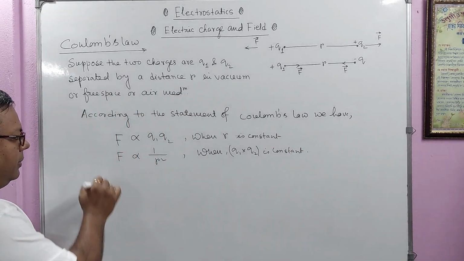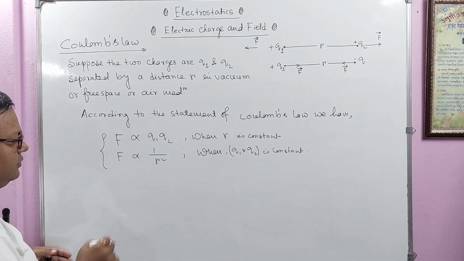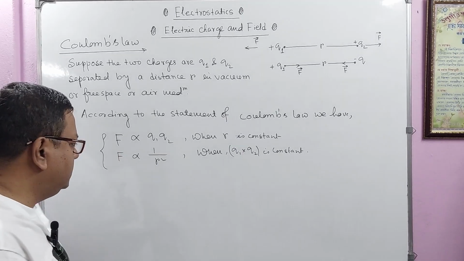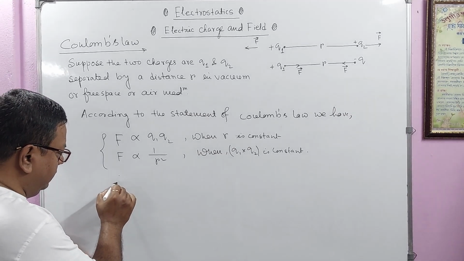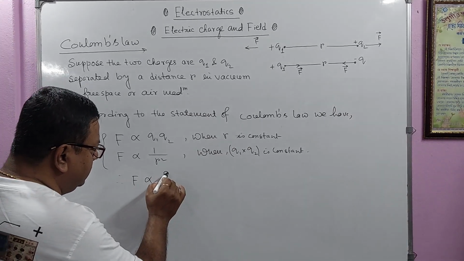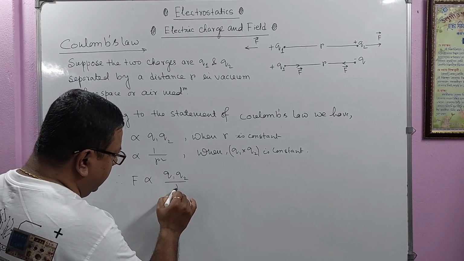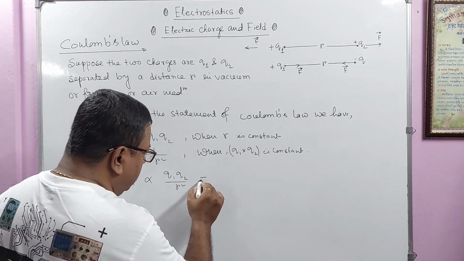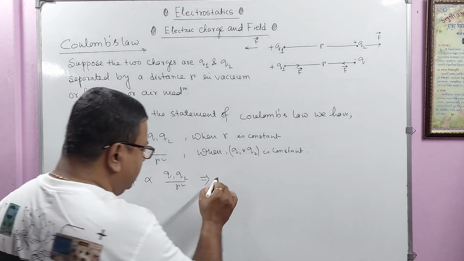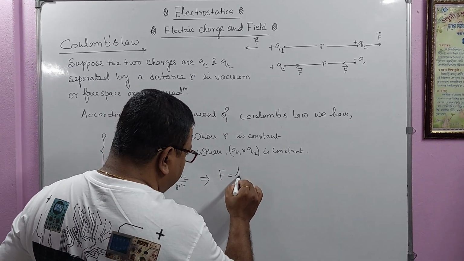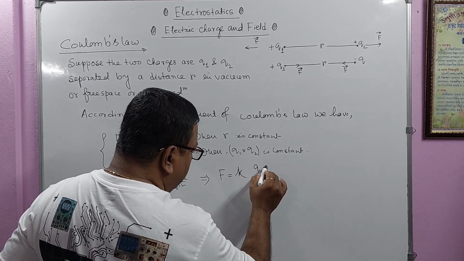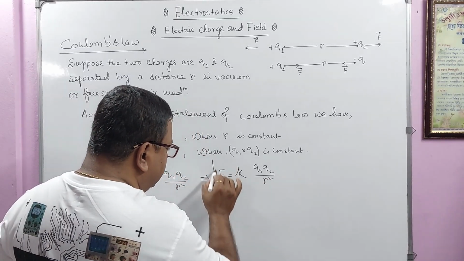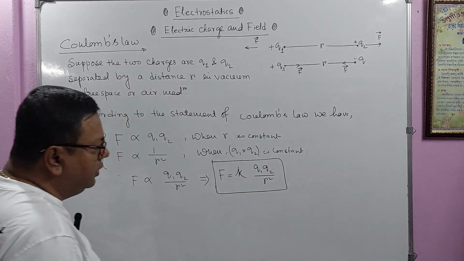Okay. Now combining these two relations, that is force is proportional to the product of the charges and force is also inversely proportional to the square of the distance, we get a conclusion like this. Therefore F proportional to Q1 Q2 by R square. So this is a proportional relation, so we need a constant of proportionality. So we are writing it like this: F equal to K Q1 Q2 by R square. So this is basically the mathematical expression of Coulomb's law.